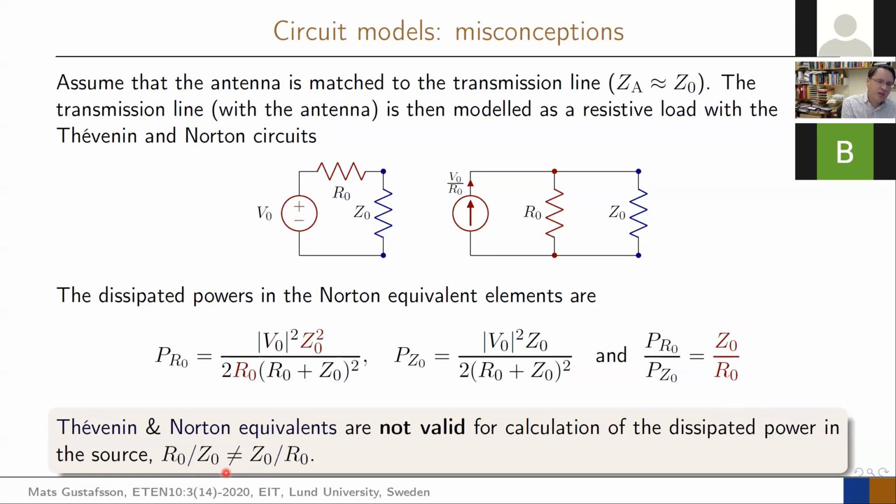Thevenin and Norton equivalents are never valid when we look inside of the source. They only are valid outside of the source. And this actually exists in many cases of literature and so on, that this is claimed, and that is not really always true.